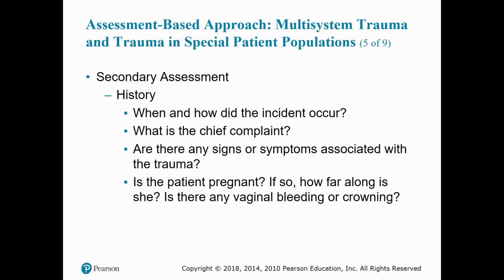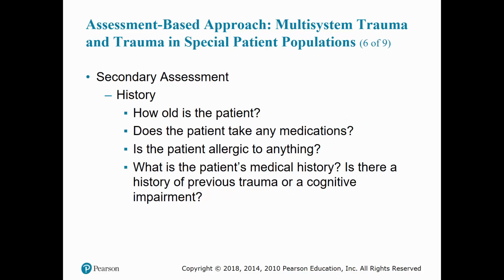Go through your history. This can provide vital information about the mechanism of injury. When did it occur? What are your complaints, signs, and symptoms? Are you pregnant? If so, how far along is she? Patients, especially children, those with cognitive impairments, or those with an altered mental status, may not be able to provide you with the information you need. Special trauma patients may not respond to injury the same way that another trauma patient would. So you want to make sure that you document all of your signs and symptoms accurately.